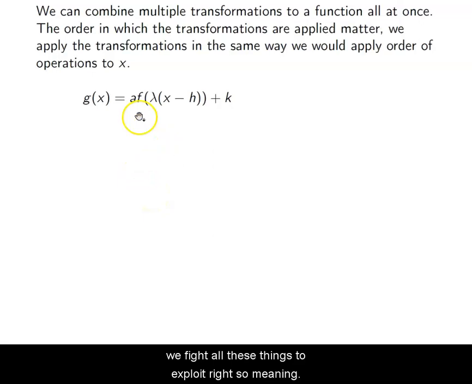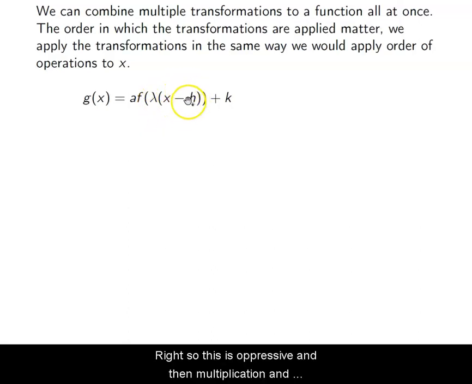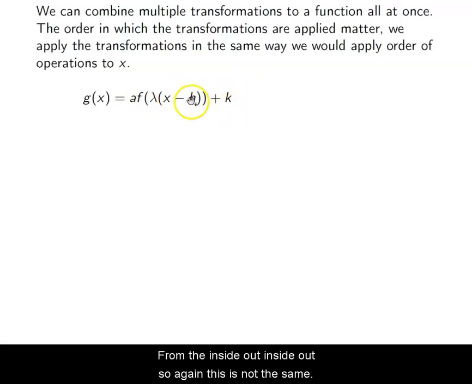So meaning that whatever is closest to the function, the input, whatever is happening to it, happens first. So you apply the inside translation, and then you would apply the compression, right? Because of PEMDAS: the parentheses, then multiplication, and then the next multiplication and addition. So you go from the inside out, okay?